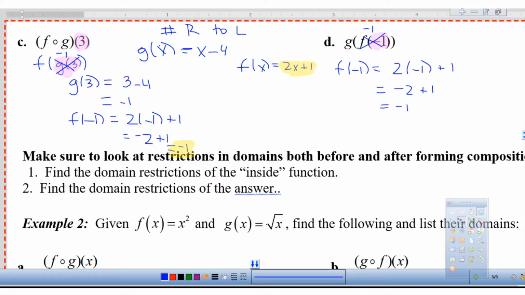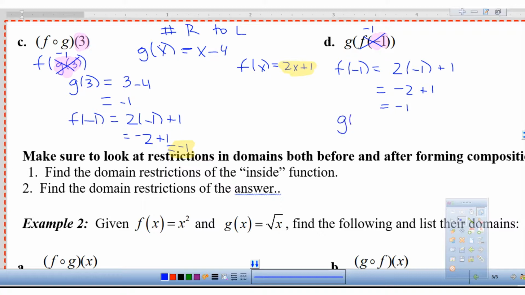Now that little process I did right there, crossing out the f of negative 1 and replacing it with a negative 1, you don't have to do that. If it helps you, do it, but I would kind of recommend you not do it because I don't think they would really like it.